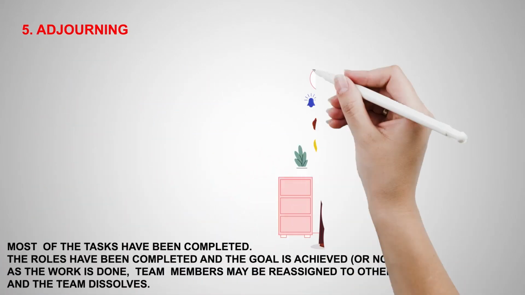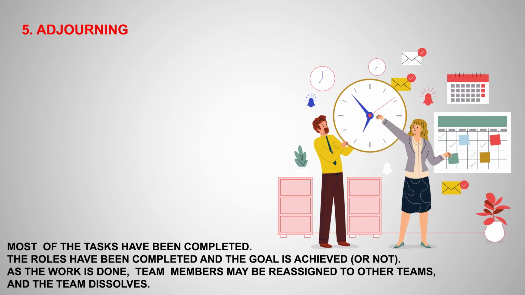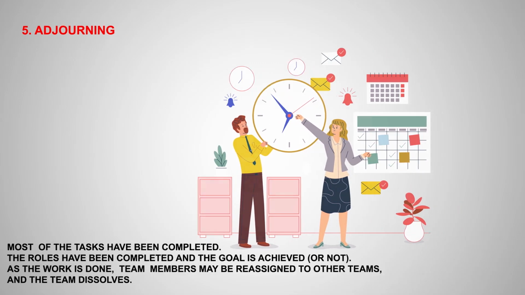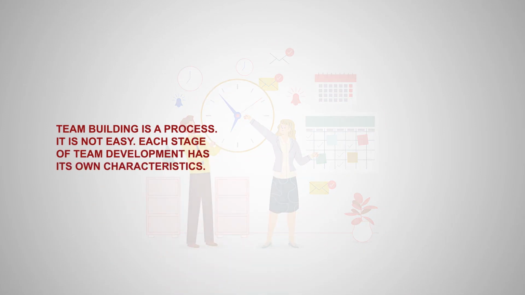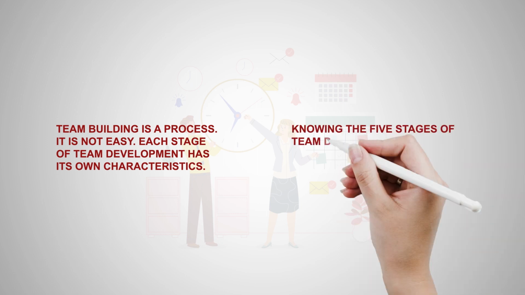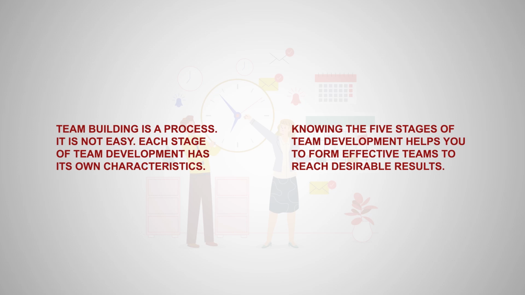5. Adjourning. Most of the tasks have been completed. The roles have been completed and the goal is achieved or not. As the work is done, team members may be reassigned to other teams, and the team dissolves. Team building is a process. It is not easy. Each stage of team development has its own characteristics. Knowing the 5 stages of team development helps you to form effective teams to reach desirable results.